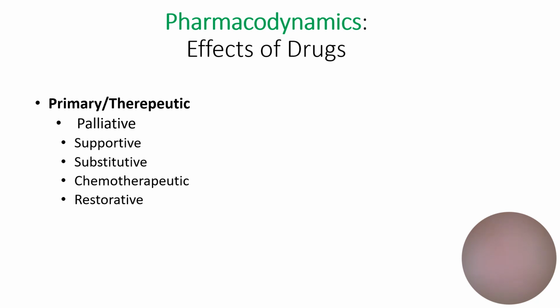Types of primary effects include the palliative effects. Palliative effects relieve the signs and symptoms of a disease but have no effect on the disease itself. So if you're giving pain meds to cancer patients, it will help them with their pain from the cancer, but it won't do anything to the cancer. Supportive effects, they support the integrity of body functions until other meds or treatments can become effective.